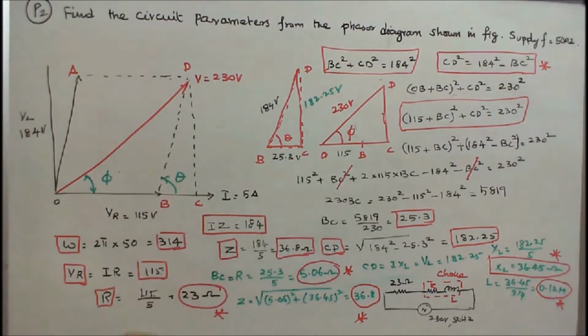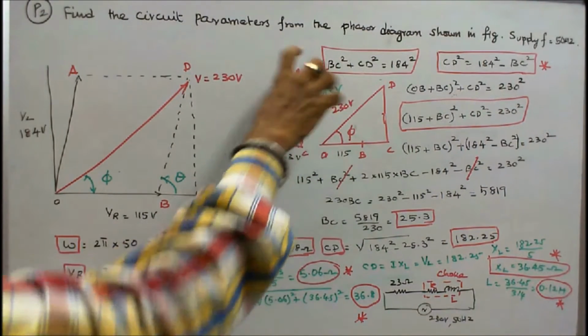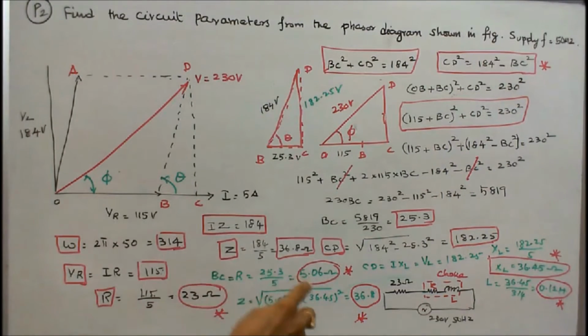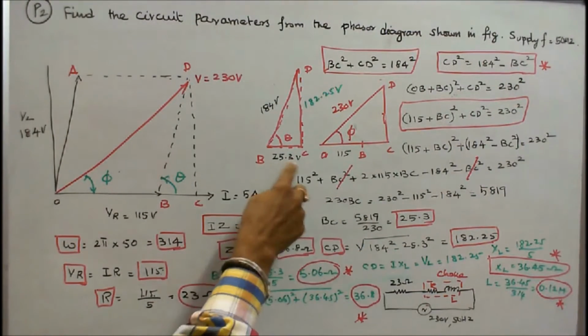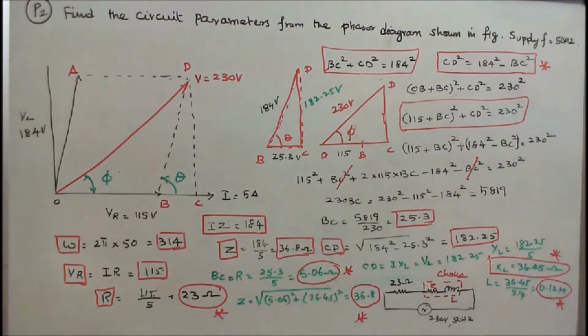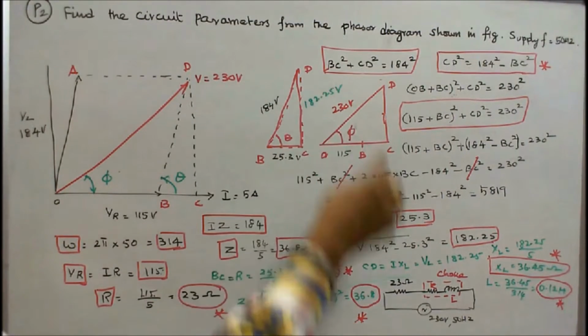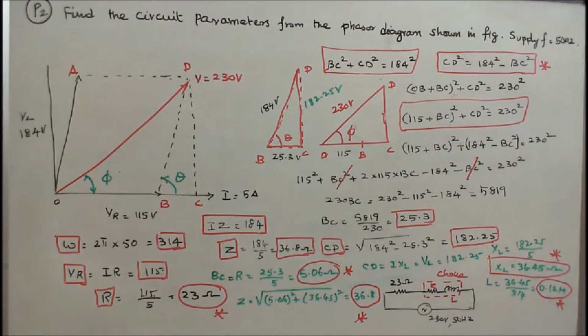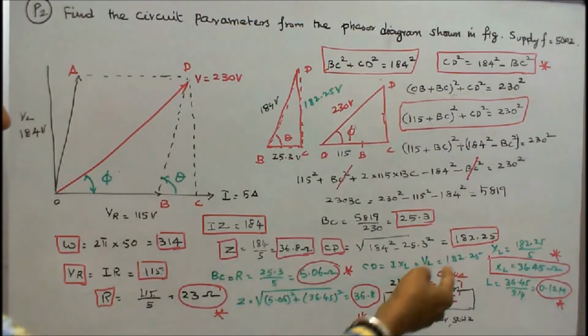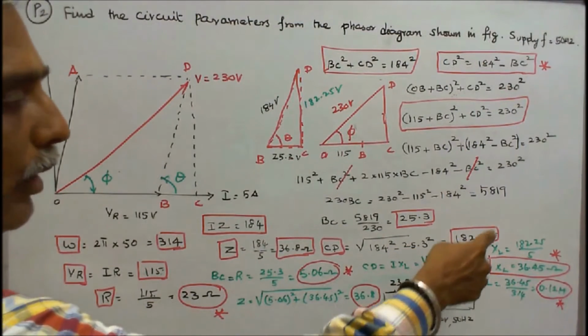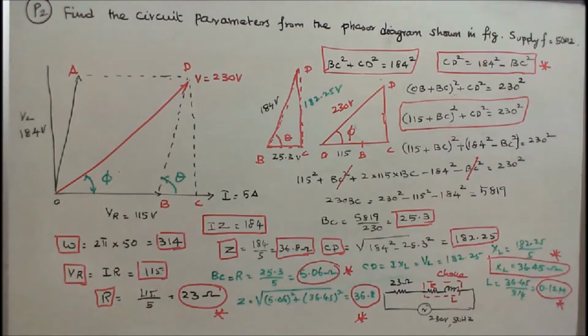I can find the resistance of the coil. So R is equal to BC divided by I, that is 25.3 divided by 5, that is equal to 5.06 ohms. And I can find CD. CD is equal to root of 184 square minus 25.3 square, that is equal to 182.25. CD is equal to I into XL, that is equal to VL, that is 182.25. I can find XL. XL is equal to 182.25 divided by 5, XL is equal to 36.45 ohms.